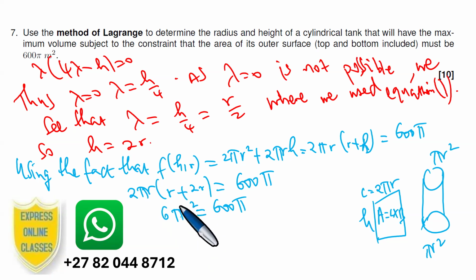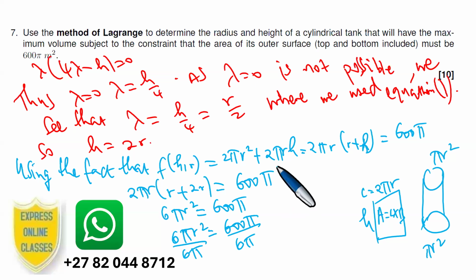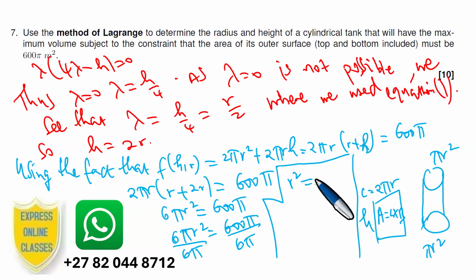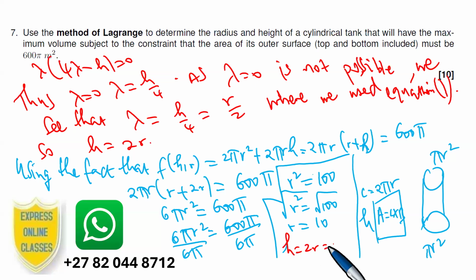Dealing with cylinders, we divide through by 6 pi. So r squared is 600 pi divided by 6 pi, which means that it is exactly 100. The square root of 100 is 10. This has given us r equals 10, yet h is 2r, which means 2 times 10 is 20.